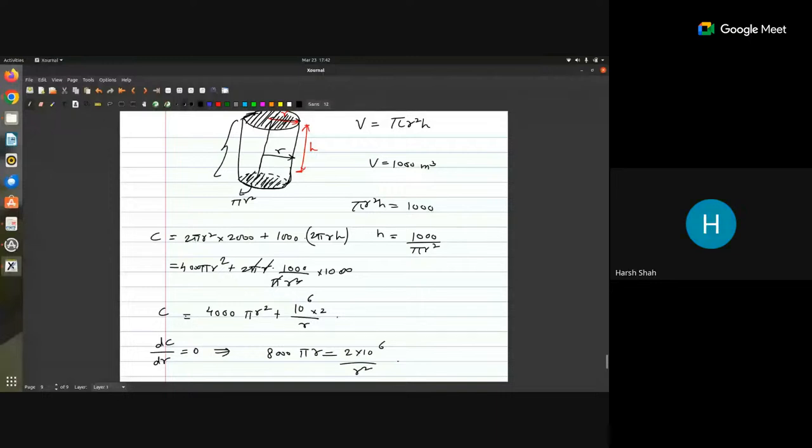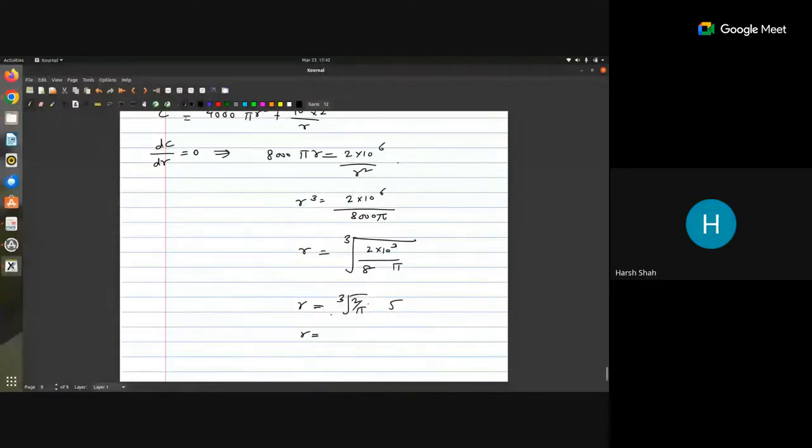Sir, in the cost function, you wrote 2 pi r square, and that should be 4 pi r square, right? No, no. It's the surface area of a circular box: pi r square plus pi r square, that is correct only. Just take the calculation, but you understand how to proceed with this, right?